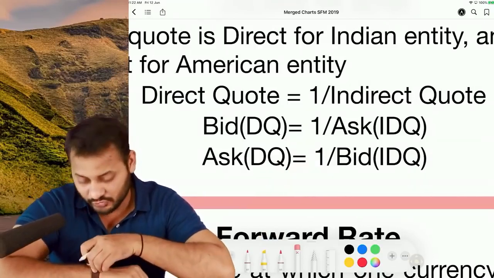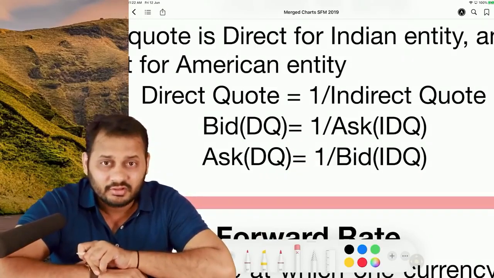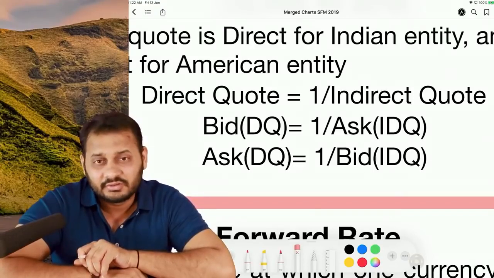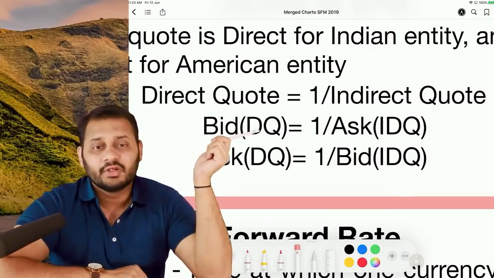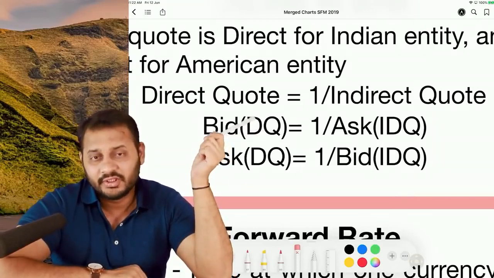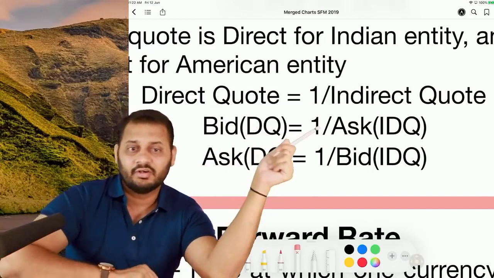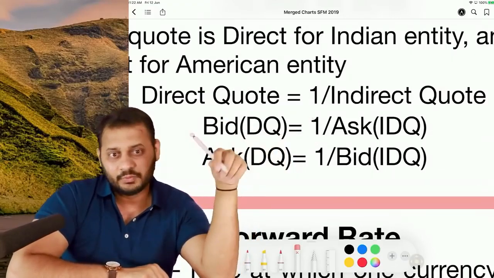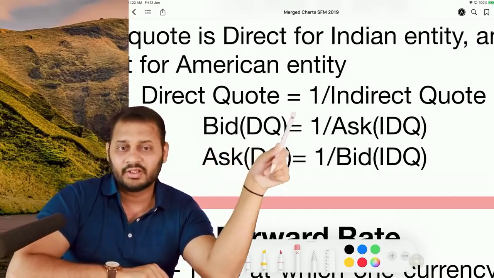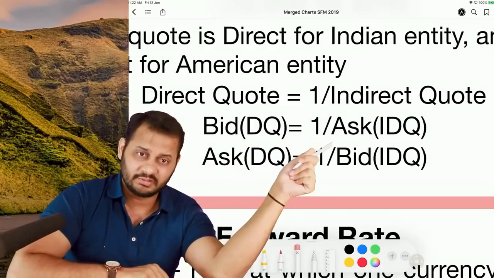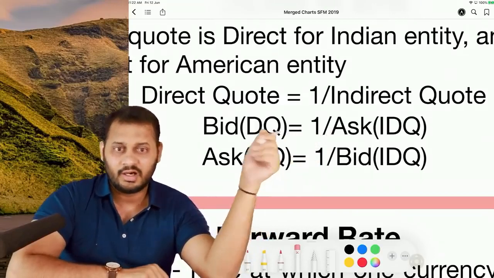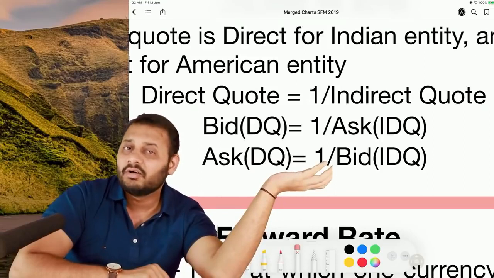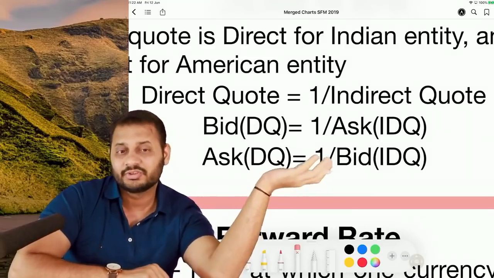Why? Because banks always buy cheaper and banks always sell higher. So when you convert the bid of a direct quote, it becomes the higher value of the indirect quote, and that's why we put it on the ask side. So the bid of the direct quote can be converted into an indirect quote, but it will become the ask. The ask of the direct quote can be converted into an indirect quote, but it will become the bid of that quote. This is the most important part.